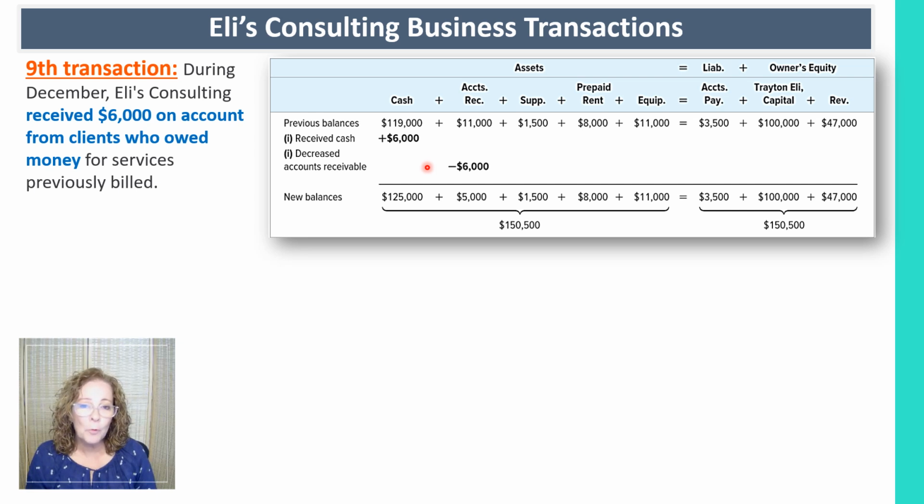And as we've done before, we calculate the new totals for each column and double check that the two sides of our equation still balance. Here we have $150,500 on the left side and $150,500 on the right side. And that means that we're still in balance.